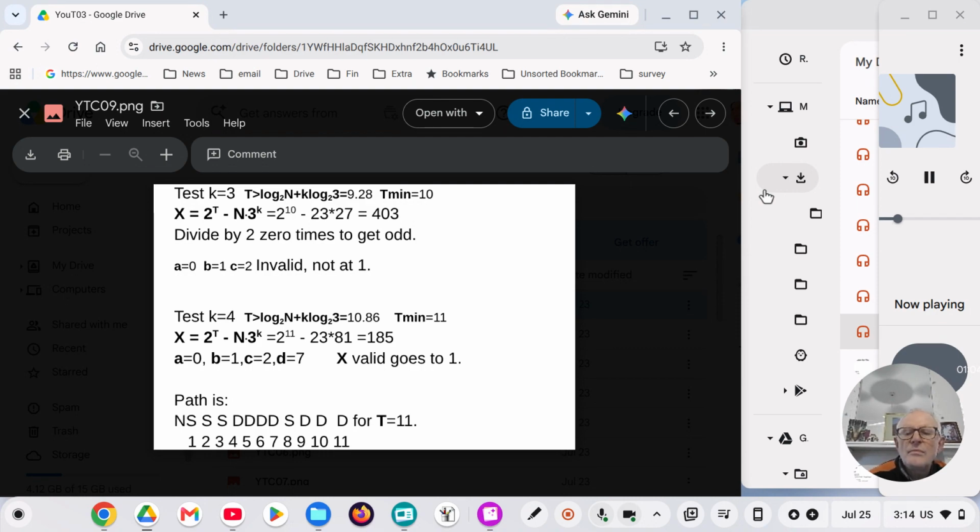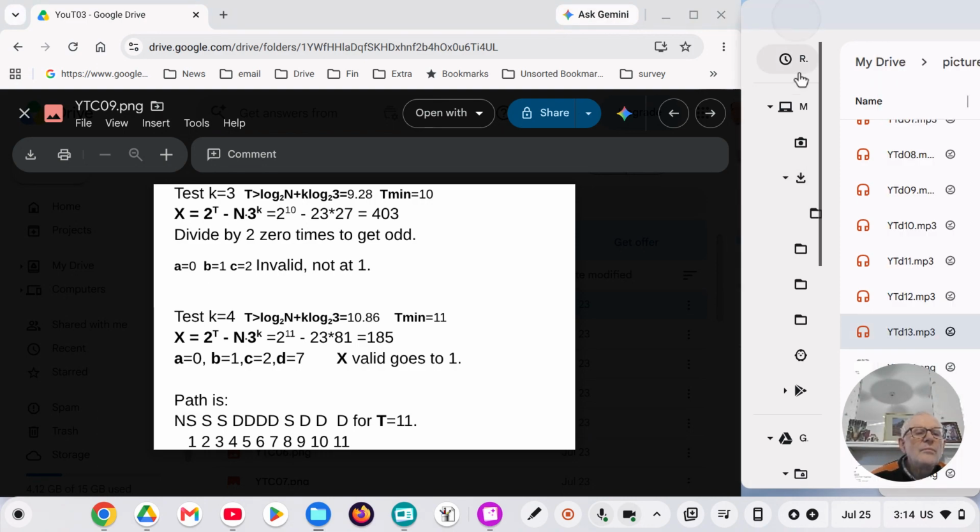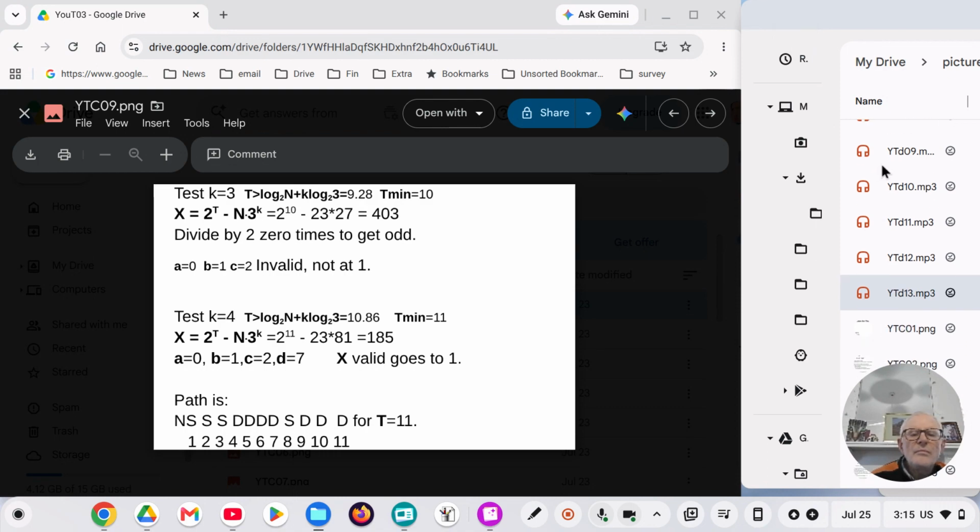t min equals 11, x equals 185, and a equals 0, b equals 1, c equals 2, and d equals 7, and x4 equals 1, so x is valid. So now for n equals 23, t equals 11, and you've got a plus 1 equals 1, b plus 1 is equal to 2, c plus 1 is equal to 3, d plus 1 is equal to 8. So you've got the path S, S, S, D, D, D, D, S, D, D, D.